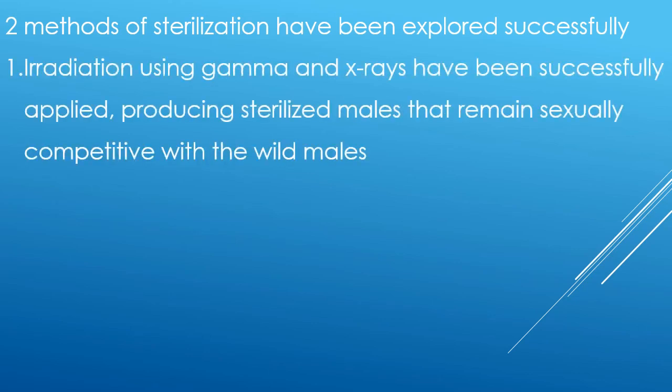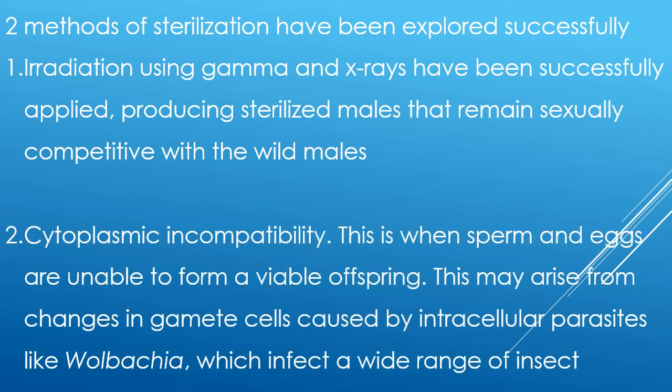Like the previous image had indicated, there are two methods of sterilization: irradiation using gamma rays and X-rays to produce sterile males that remain sexually competitive, and through cytoplasmic incompatibility, whereby you have an intracellular parasite that infects the insects and affects their gamete formation, whereby now if the sperm even fuse with the eggs, they're not able to form viable offspring.